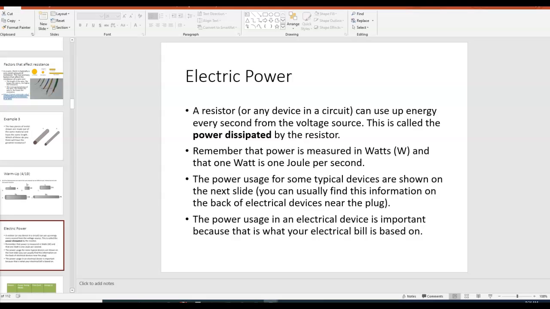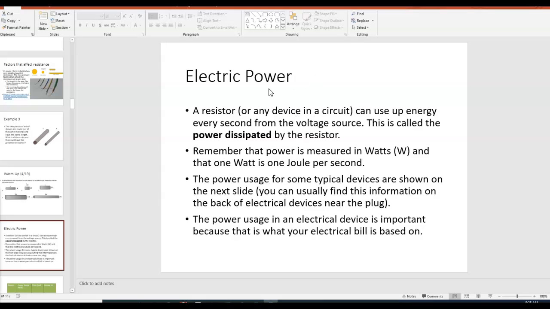Okay, so in the last video we looked at solving problems with Ohm's law. That's our V equals IR equation. And we also looked at the different factors that affect electrical resistance of a wire, namely the length and the thickness of the wire. So this video is going to be shorter.